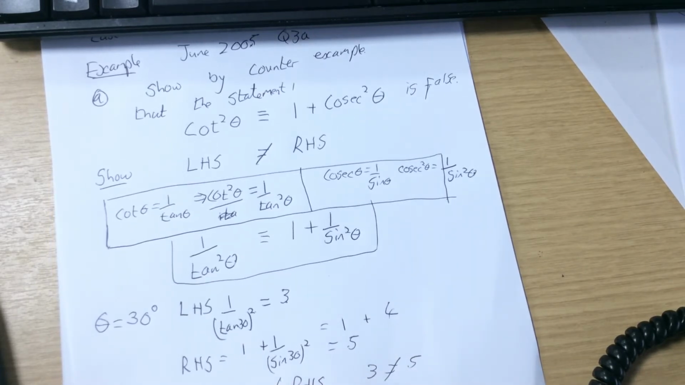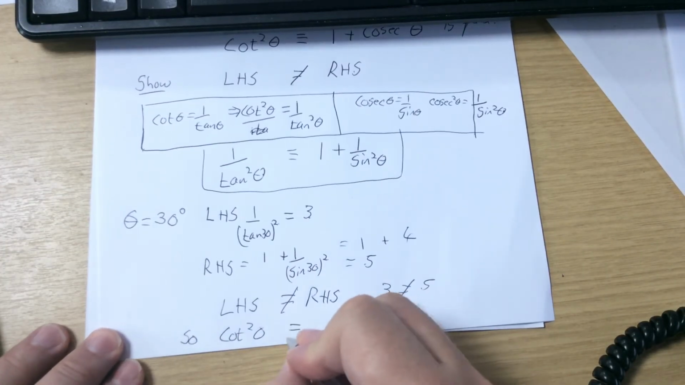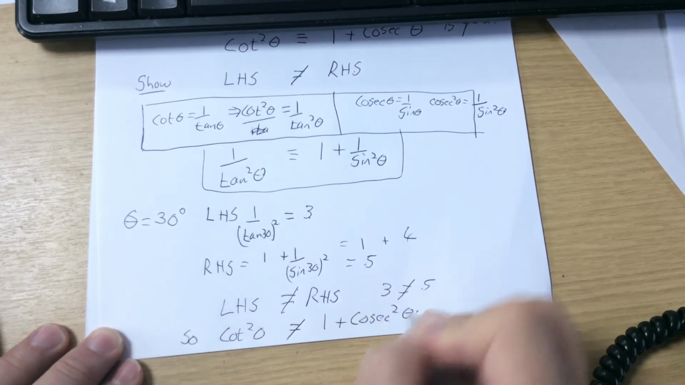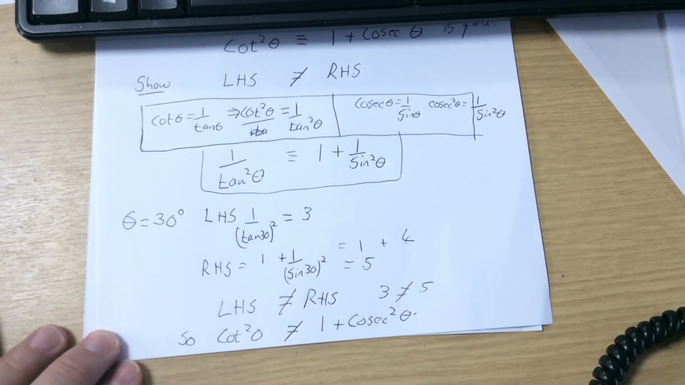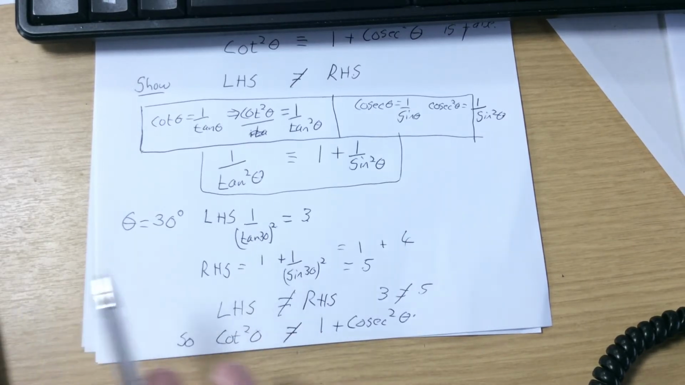So cot squared theta is not equal to 1 plus cosec squared theta. So you're just looking for a value on the left hand side, a value for the right hand side, and making sure they're not equal.